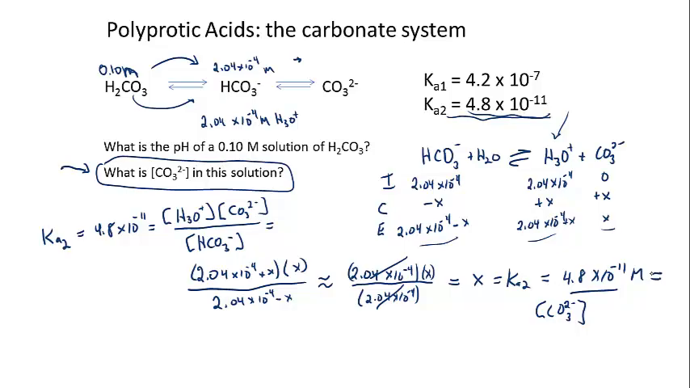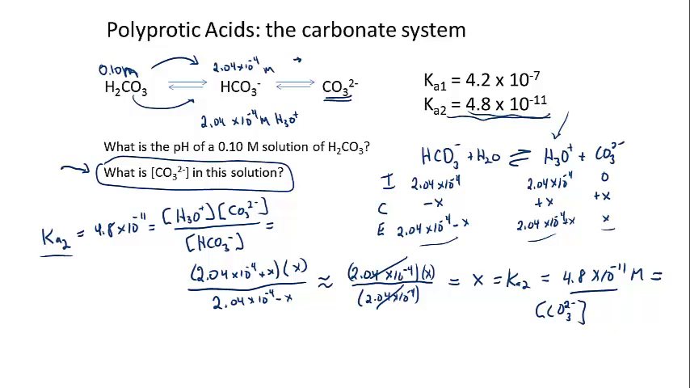And that's generally true of weak diprotic acid systems: the concentration of the second base, when two hydrogens have been released, is in fact equal to the second ionization constant.